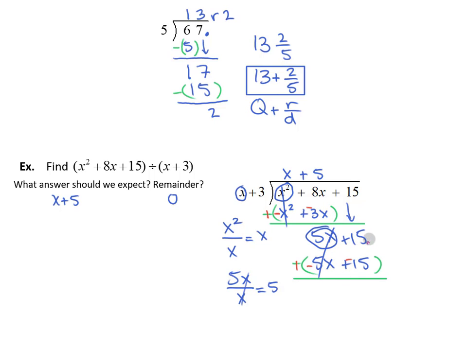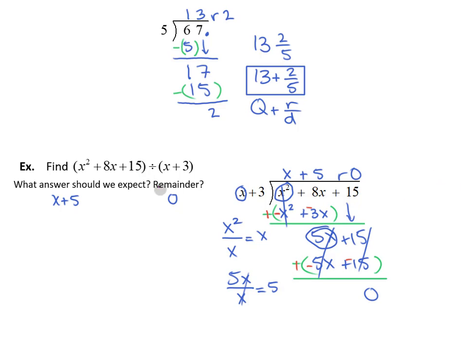Positive 5x and negative 5x would cancel. Positive 15 and negative 15 cancel, and we get 0. And this is as far as I can go. If in your divisor we get to the constant, like something without a variable or power, that means that we're done, and any result we get down here is our remainder.